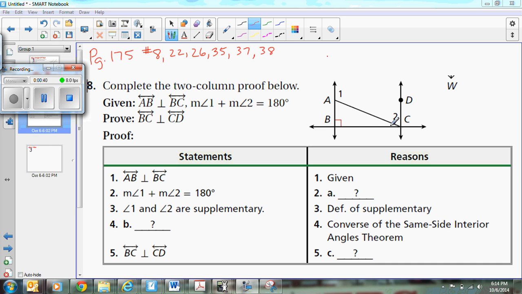All right, so looking at the proof, first of all, we're given that AB is perpendicular to BC, and also that the measure of angle 1 plus the measure of angle 2 equals 180. Where did this information come from? Well, it came from your given statement. And by the way, you don't need to write this entire proof on your homework paper. You just need to write the blanks that you're filling in.